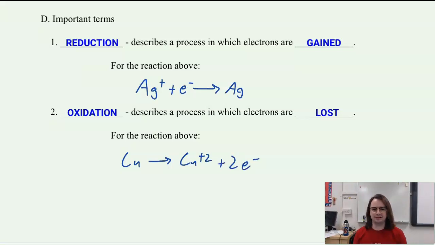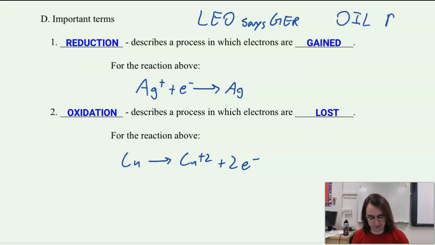Now, there are a couple ways to remember this, a couple mnemonics that people like. One that we use here at Valencia is Leo the lion says grr. So Leo means losing electrons is oxidation, says grr. Grr is gaining electrons is reduction. Another one that I've heard is the word oil rig. If you know what an oil rig is, it's like those things out on the ocean that pump oil out from the seafloor. Oil rig: oxidation is losing, reduction is gaining.